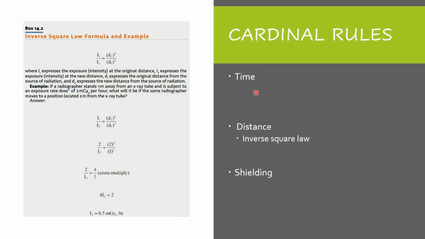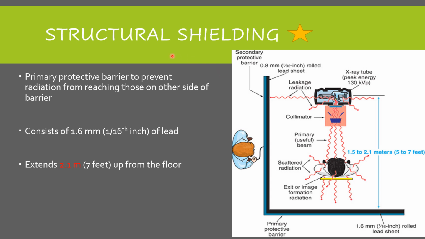Cardinal rules: time, distance, and shielding. Distance using the inverse square law. Structural shielding. The primary protective barrier to prevent radiation from reaching those on the other side of the barrier consists of 1.6 millimeters or 1/16 inch of lead, and extends 2.1 meters or 7 feet up from the floor. Primary barrier is where the tube is facing. Secondary barrier is where the control panel is.